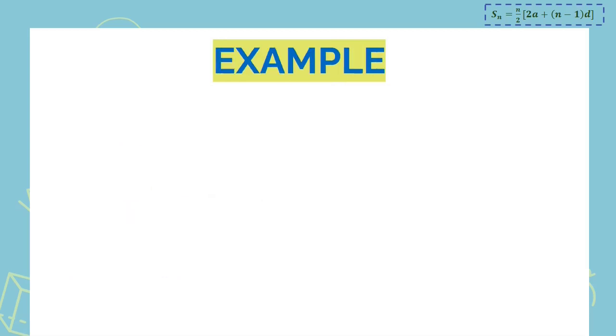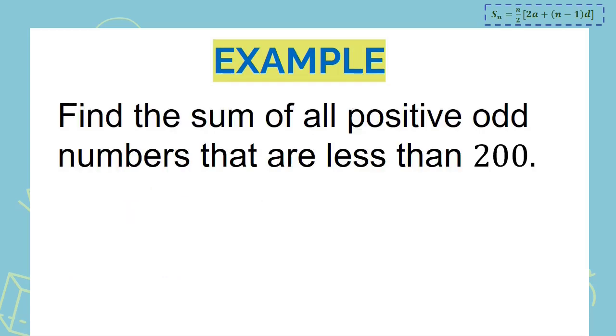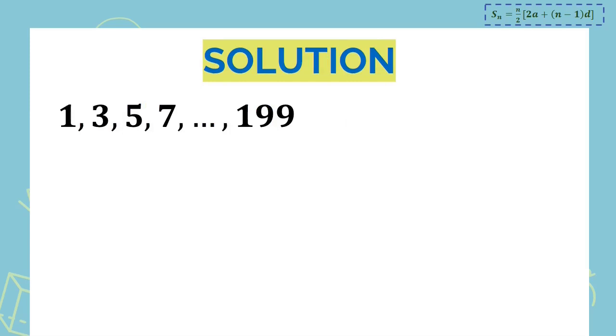Let's look at our next example. In this example, we are to find the sum of all positive odd numbers that are less than 200. To answer our question, we need to list all positive odd numbers that are less than 200.